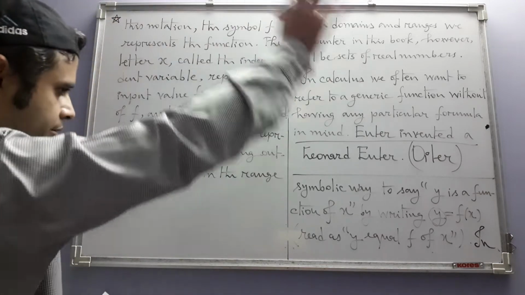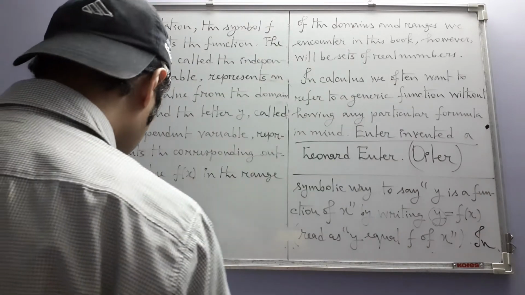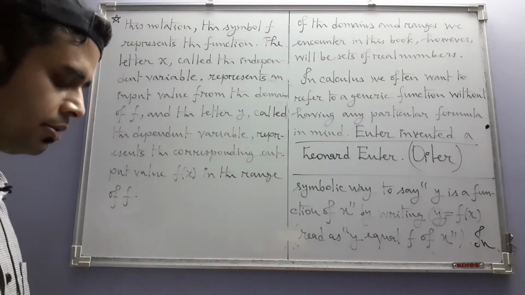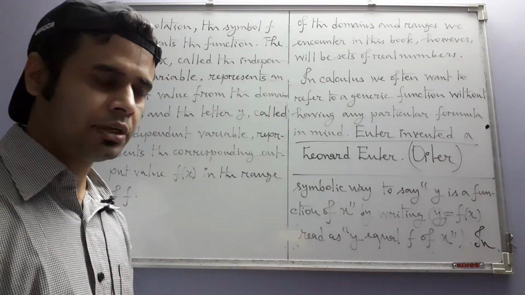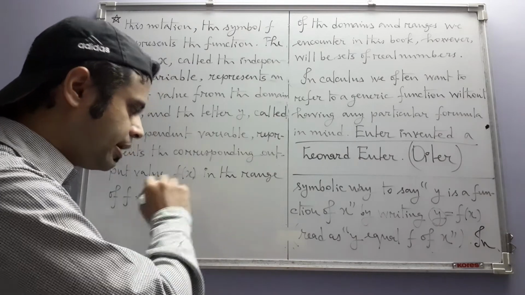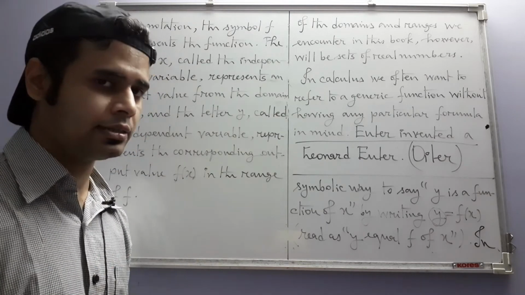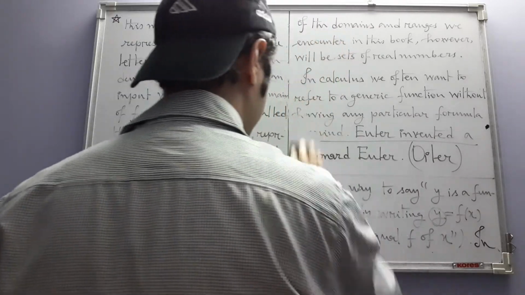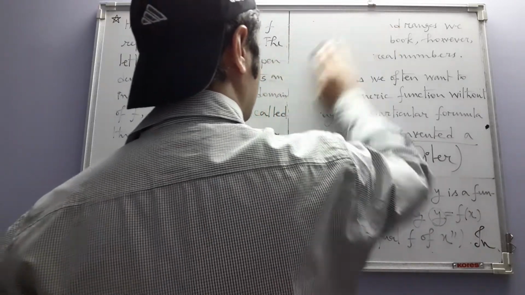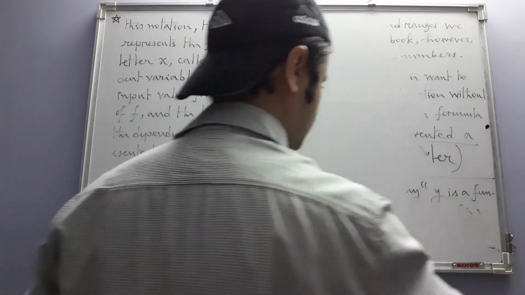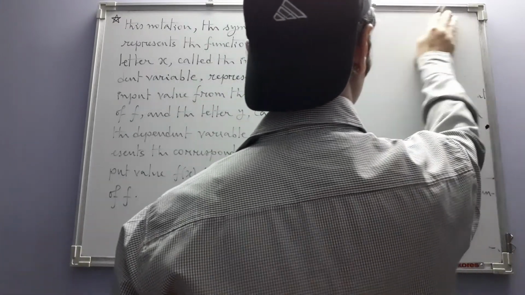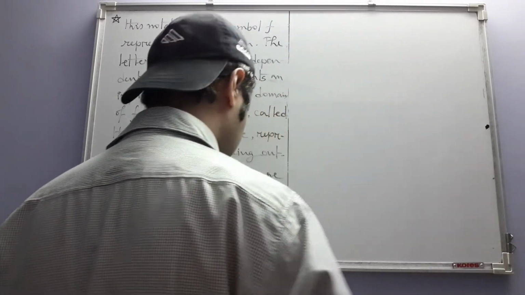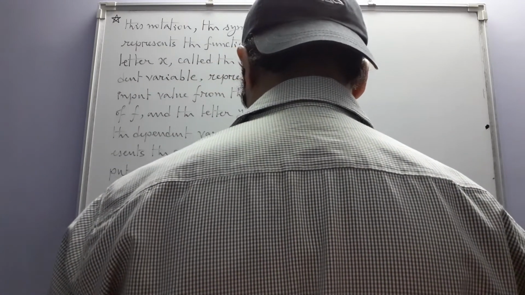Now, having discussed all these things, now we give a formal definition of a function, which actually does not involve any formula, but it's more like that a, b, c, d, e, f, g, that example. So this is the first definition of this chapter.